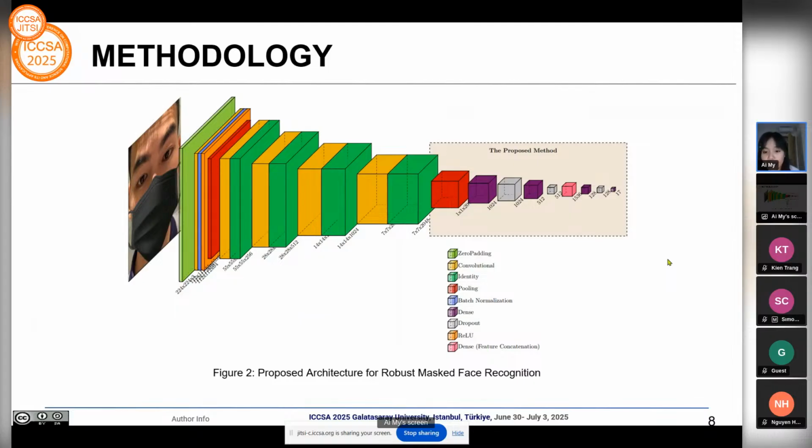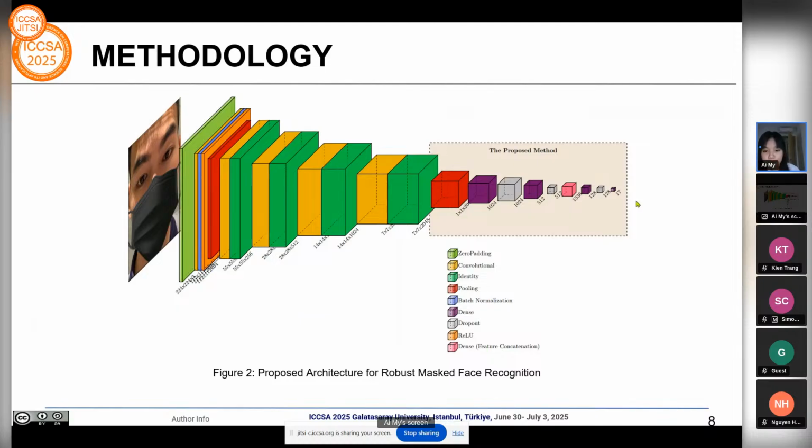Overall, this architecture is tailored to enhance masked face recognition. It allows the system to extract robust features, maintain high recognition accuracy, and perform reliably under challenging real-world conditions.